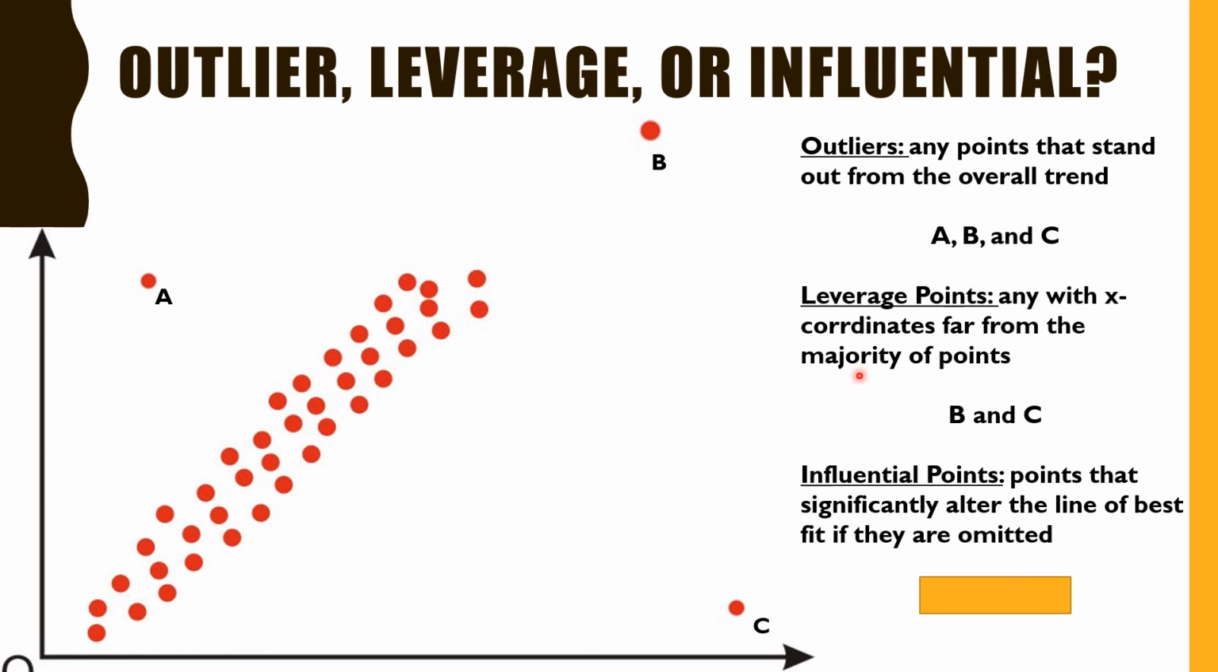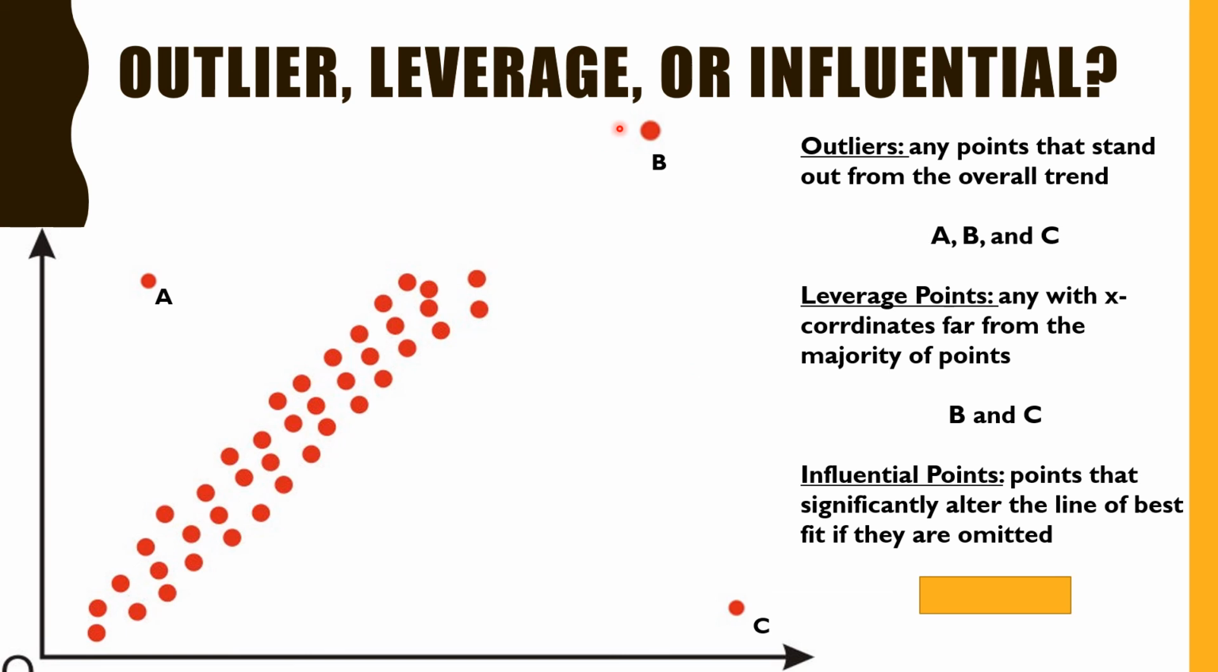And finally, influential points. Again, these are points that, if we take them out of our line of best fit, will have a significant impact on our line. For example, if we look at letter A here, without letter A, our line is going to pass right through our points. But by including A, that's going to tilt our line up, steepen our slope a little bit. So A would be an influential point. And same thing with letter C. If we include letter C, that's going to drop our slope quite a bit.